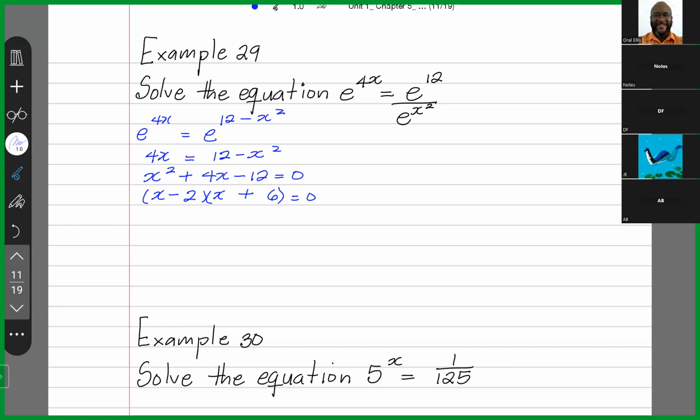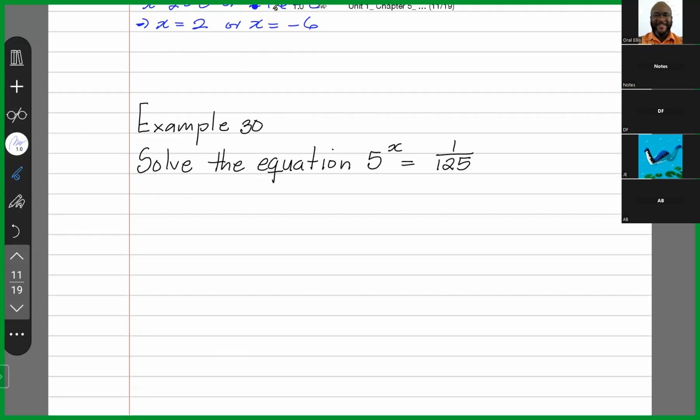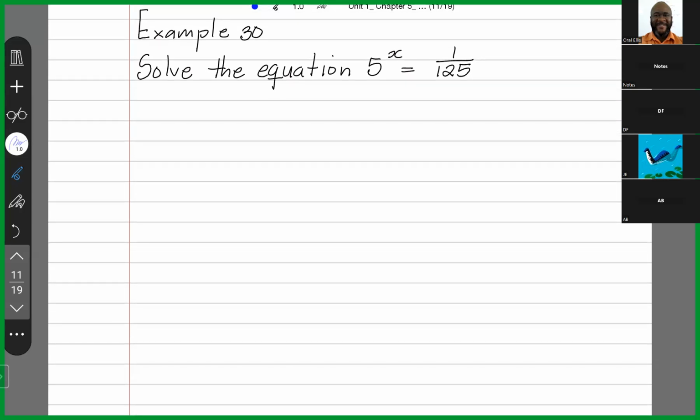All right, so now we have x minus 2 multiplied by x plus 6 is equal to 0. So if you're multiplying two things and you're getting 0, it is either the first that is equal to 0 or the second that is equal to 0. Therefore, x would be equal to 2 or x would be equal to minus 6. All right. The last example from this section, example 30.